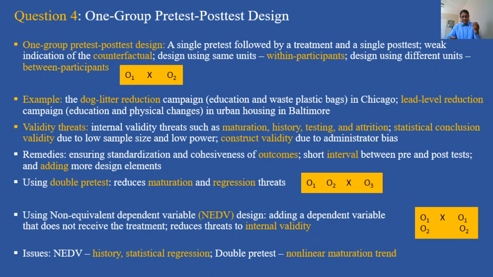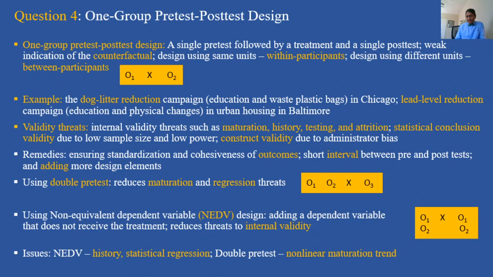It showed a reduction in the dog litter, which albeit had a weak attribution to the campaign that was done, but there were very weak other plausible alternate explanations as well. So there could be a causal inference made there.